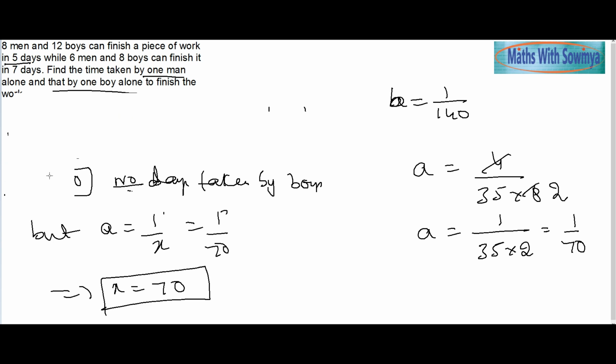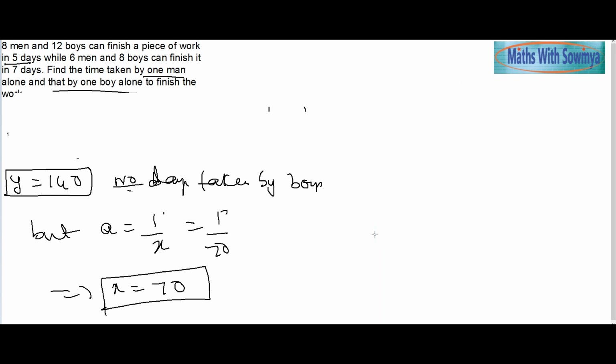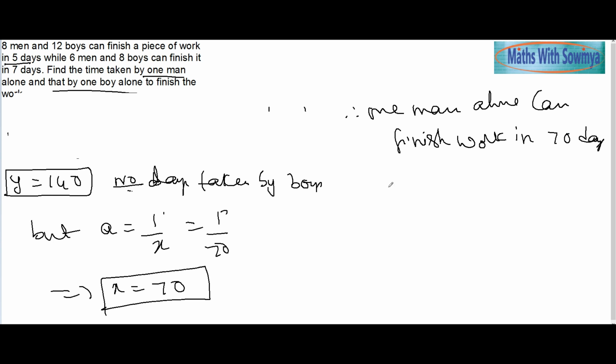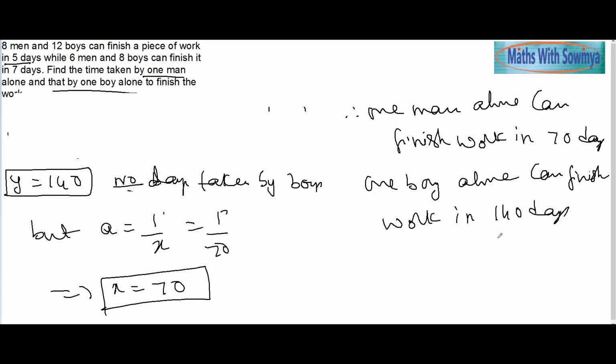So we have the values of y and x both. So just conclude your answer here. I'm just deleting this part. Okay. So therefore, one man alone can finish the work in 70 days and one boy alone can finish the work in 140 days. That will be your answer, and this is one of the most important. We do one more sum that is also very important.